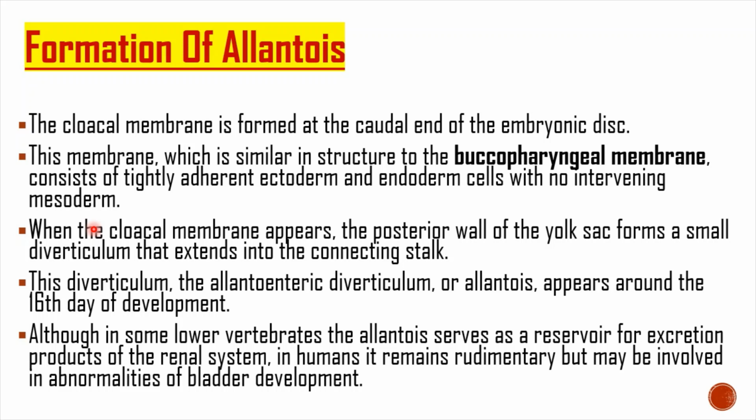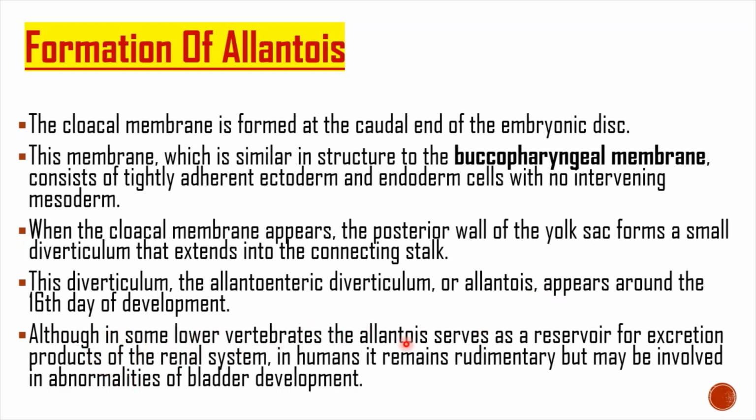There is just endoderm and ectoderm that are tightly adhered to each other. When the cloacal membrane appears, the posterior wall of the yolk sac forms a small diverticulum that extends into the connecting stalk. This diverticulum, which is known as the allantois, appears around the 16th day of development.